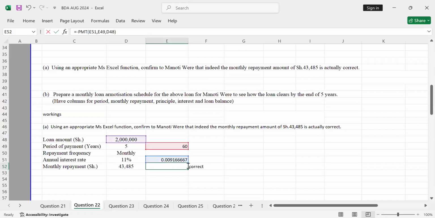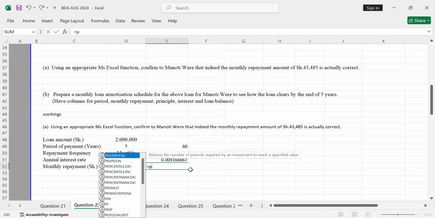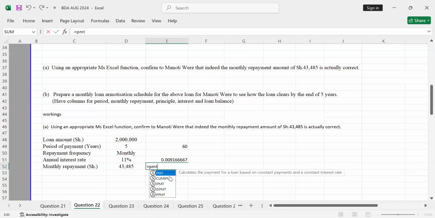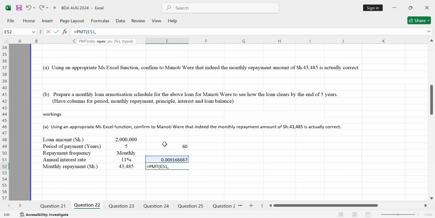All right, I begin again. Make sure that you do as I'm doing. Equals, you type PMT. Once you do that, you now put the rate. The rate is that, the percentage, comma. Once you put the rate, you put the period. Then once you put the period, you can have the present value.